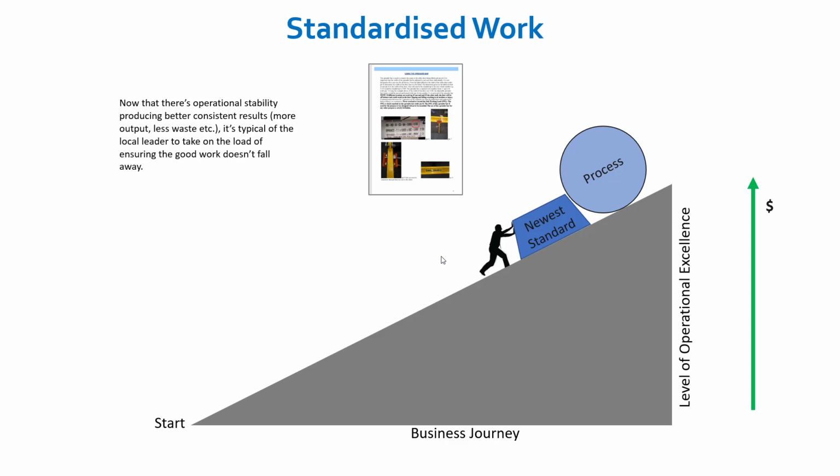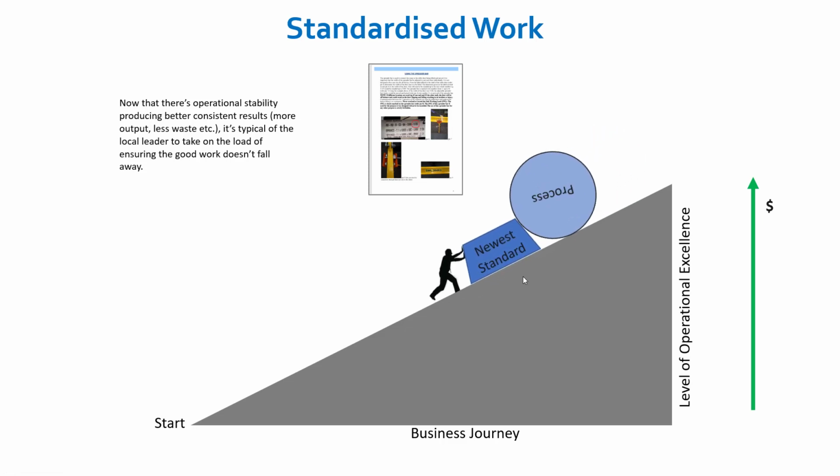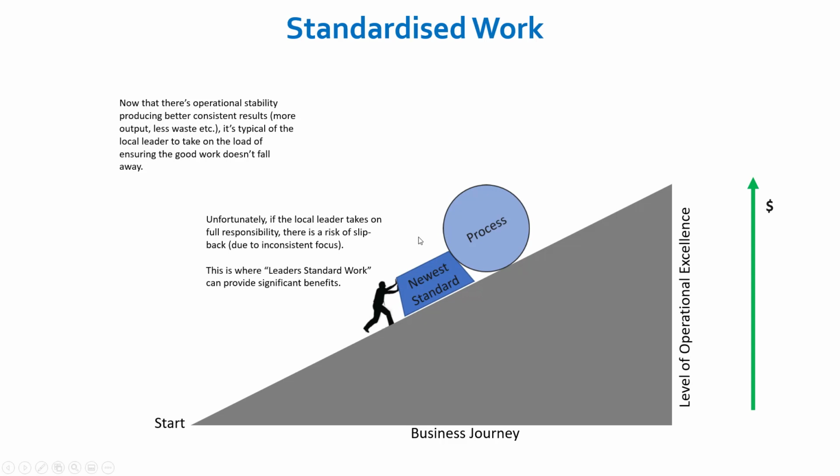Now that we've got better operational stability, we've got significantly improved productivity and maybe even profitability. We've got less waste, we've got a greater output. But it could be typically the local leader that takes on the load of ensuring the good work doesn't fall away. Now, if the local leader takes on full responsibility, there is a risk of slip back, and that's due to inconsistent focus because that leader has got other things to do, not just focusing on the standard 100% of his time. This is where a concept, part of standardised work, called leader standard work, can provide significant benefits.